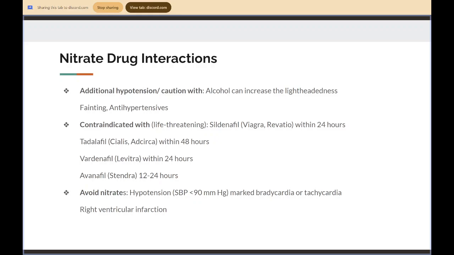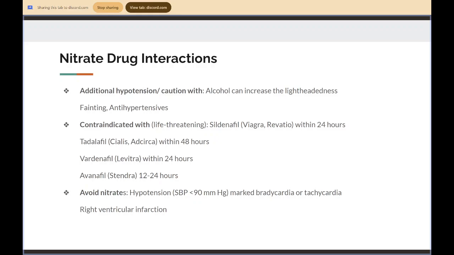Can anyone tell me in the chat what class of drugs, sildenafil, tadalafil, etc., they belong to? What class of drugs? All right. And there are timelines, so within 12 to 48 hours, depending on which PDE5 inhibitor you are taking. That is correct. Great job, everyone. Great job on the MONA and great job on the PDE5.